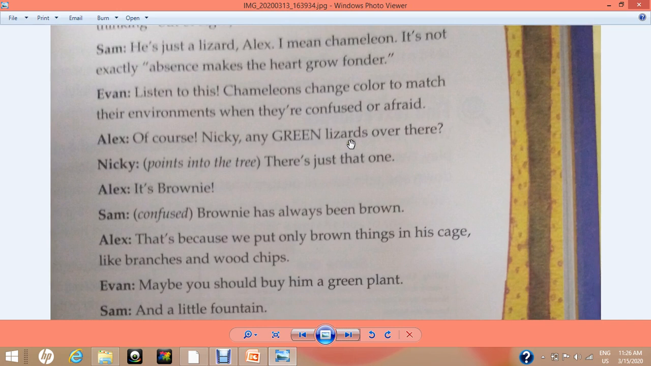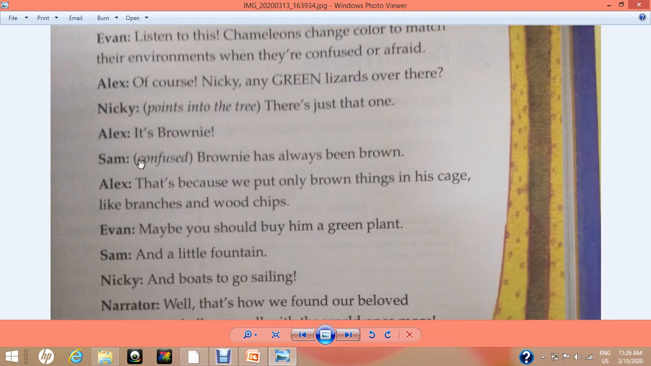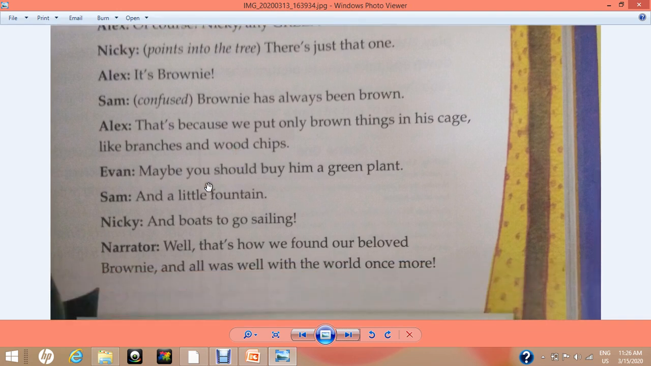Nikki, any green lizards over there? Nikki points into the tree. There is just that one. Alex, it is Brownie. Sam, who is now confused? Brownie has always been brown. Alex, that's because we put only brown things in his cage, like branches and wood chips. Ewan, maybe you should buy him a green plant. Sam, and a little fountain. Nikki, and boats to go sailing.